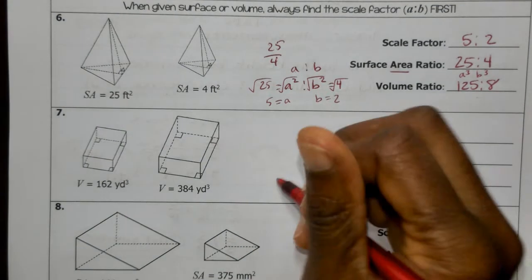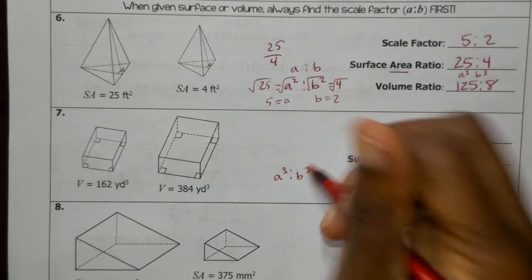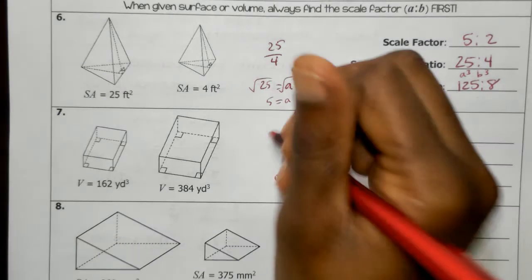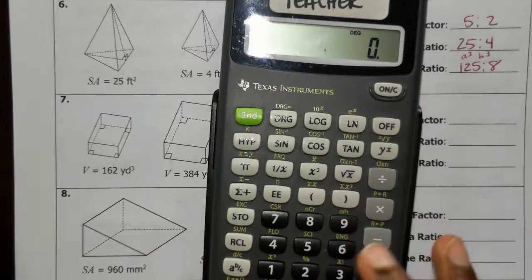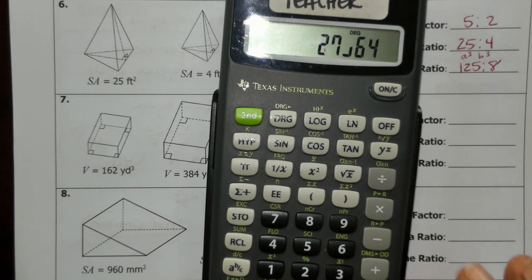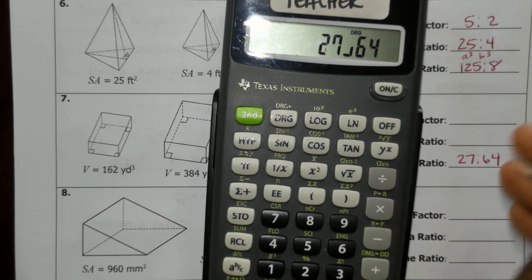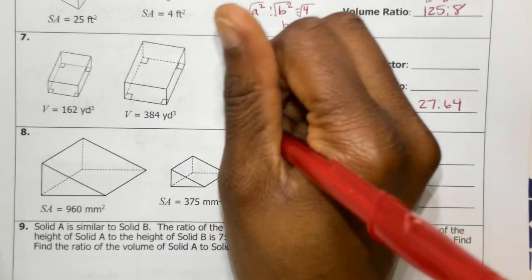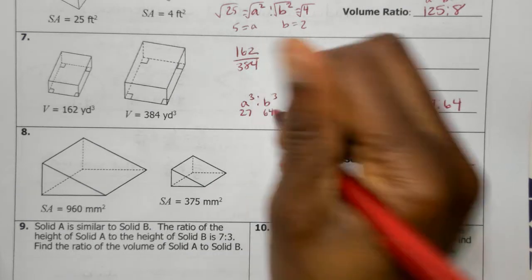Okay, actually I do need to go through this one. So A cubed and B cubed, because this time they give us volume. So if we put in 162 over 384, let's see what it simplifies to. So 27 over 64 is the volume part. Okay, but this is A cubed, so A cubed is 27, B cubed is 64.